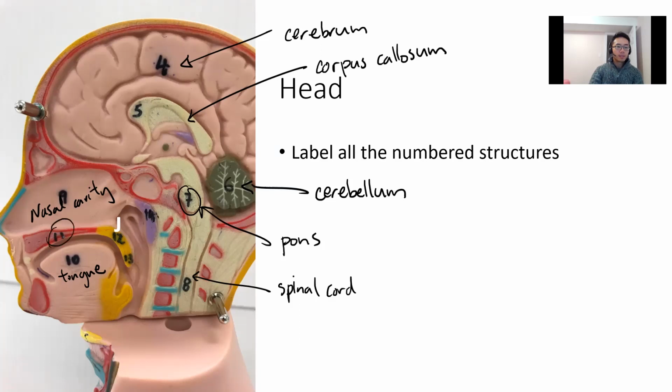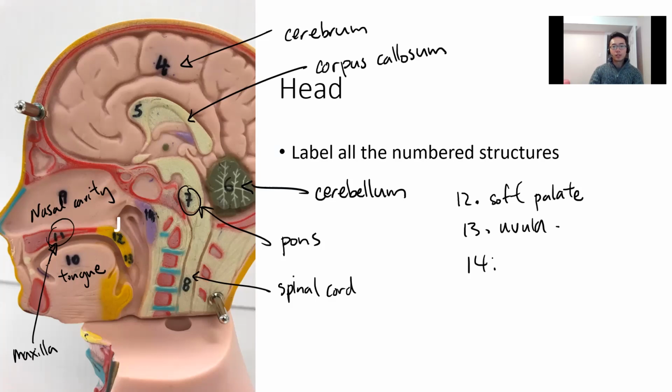11. What's 11? Anybody know what 11 is? That's the maxilla. It forms your hard palate. Number 12. I'm just going to put it here. It's getting too crowded. 12 is the soft palate. And number 13 is the extension of the soft palate, which is the uvula, which will go back and seal the nasopharynx when you swallow.